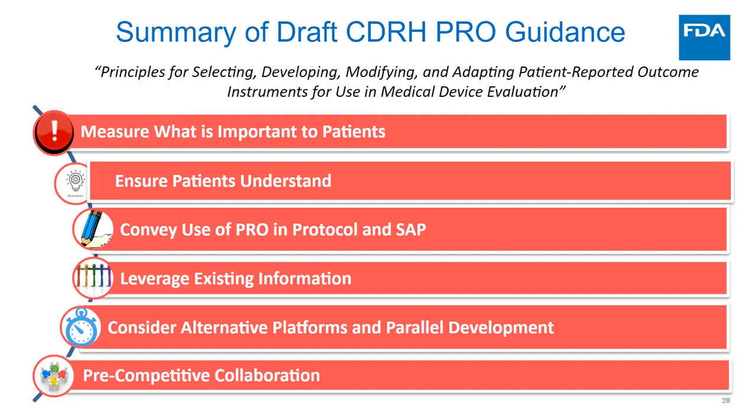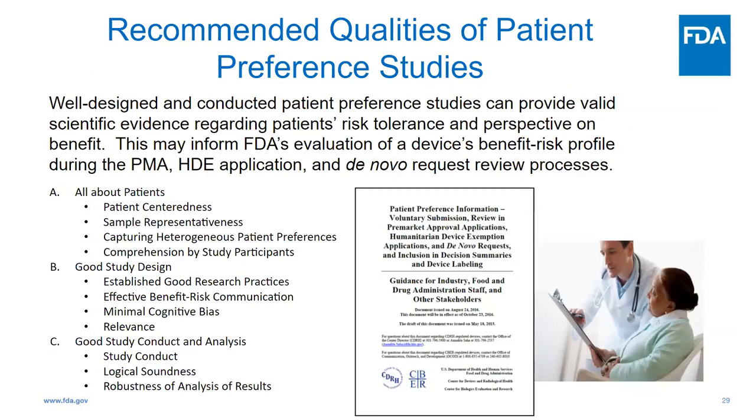The patient preference guidance also is another way that we've tried to communicate our thinking to the public about how to do a well-designed, well-conducted study. There are three themes that are highlighted in this guidance. The first is that it's all about patients, that it follows good study design, and that it's conducted and analyzed in a robust manner.